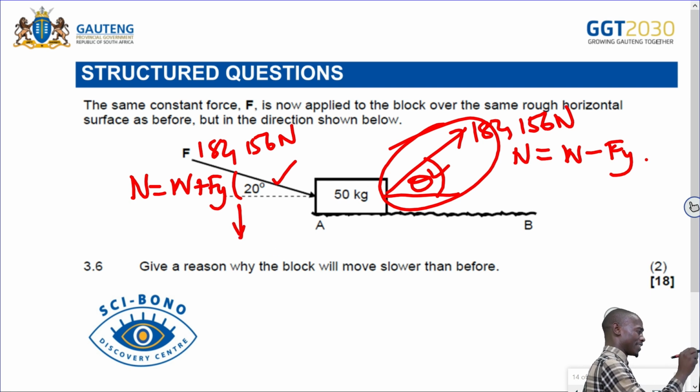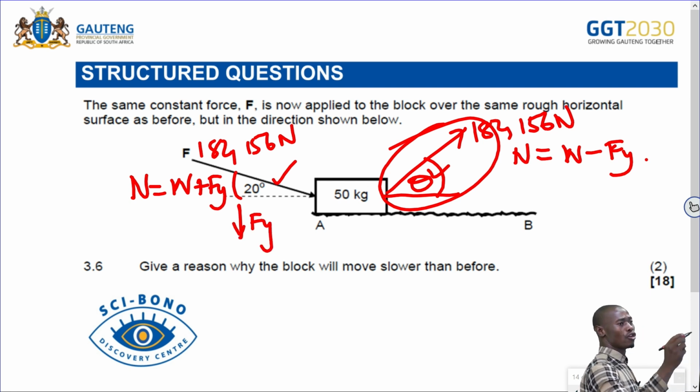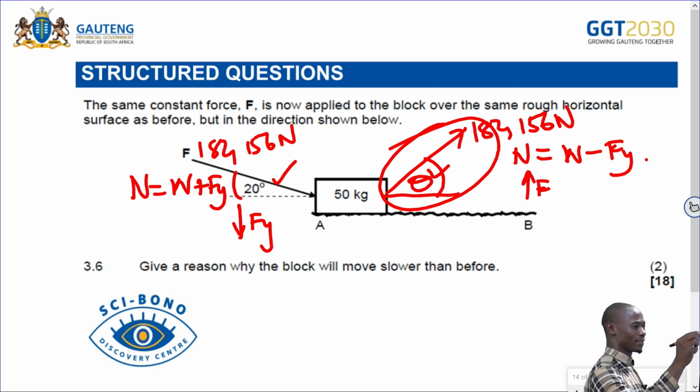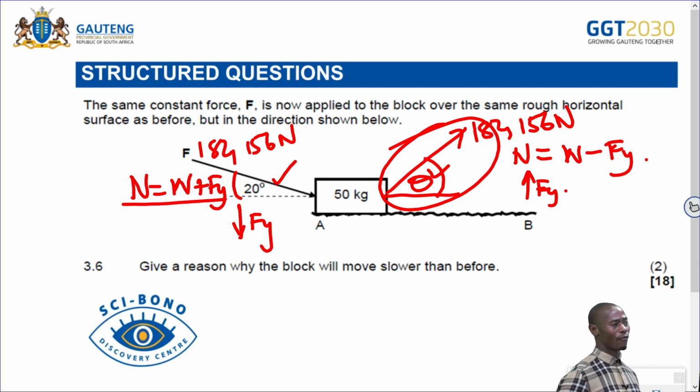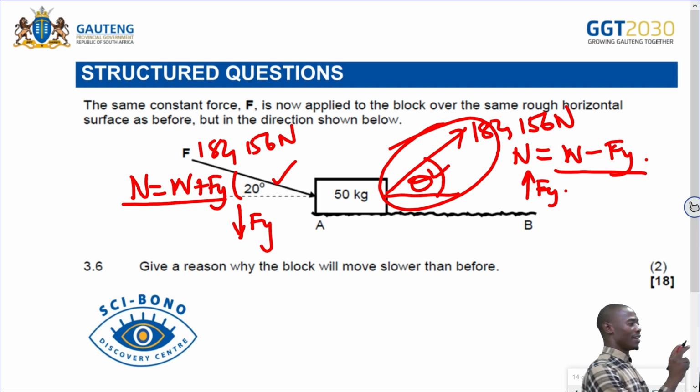You have your Fy acting downwards. But here, you have your Fy acting what? Acting upwards, right? Which means that the normal force here will be weight plus Fy, where it is pushed at an angle. Where it is pulled at an angle, it will be weight minus what? Fy.